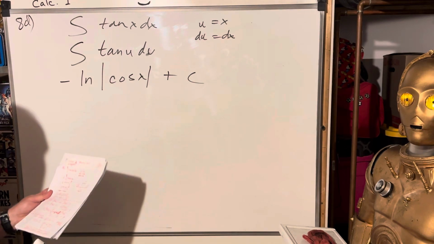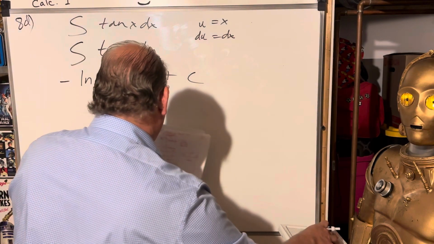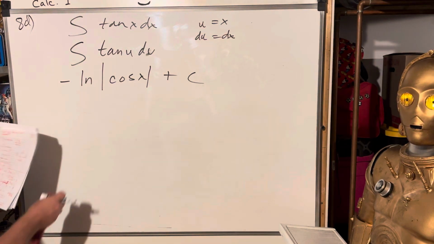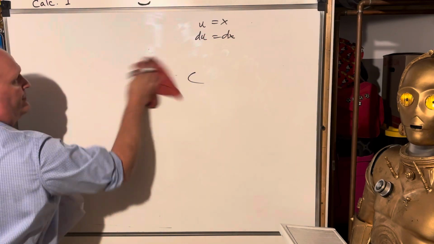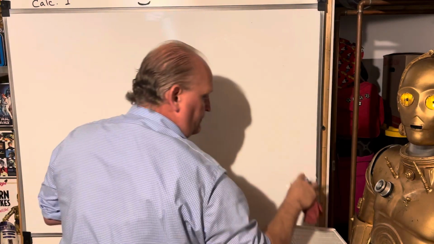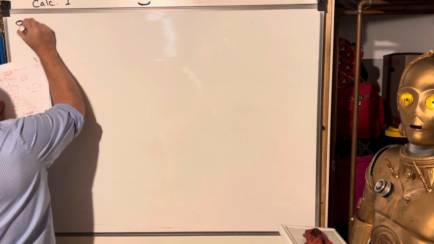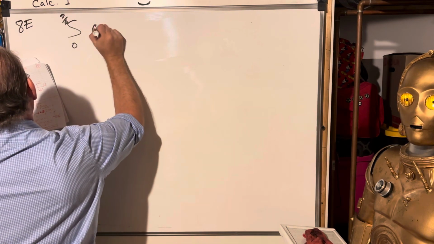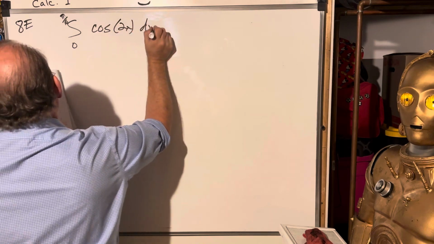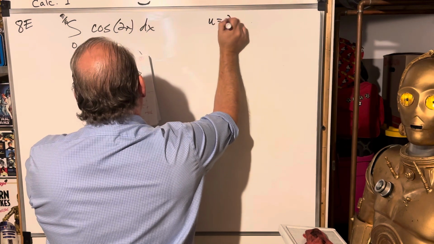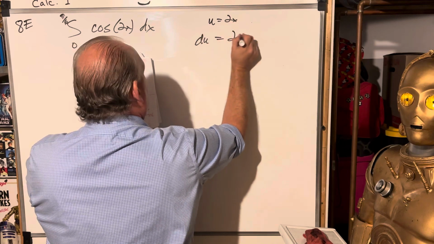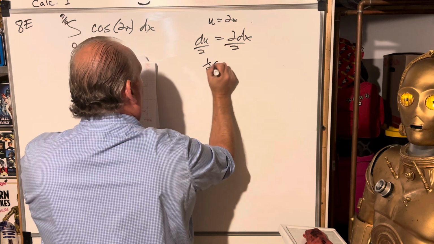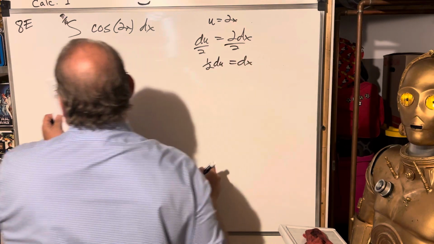All right. 8E. Let's look at 8E. Yeah, that one. You need the whole board. The integral from 0 to pi over 6, so 30 degrees, of cosine of 2x dx. All right, so we're going to say u is equal to 2x, du is equal to 2 dx. There's not a 2 out there, so divide out the 2, so 1/2 du is equal to dx.